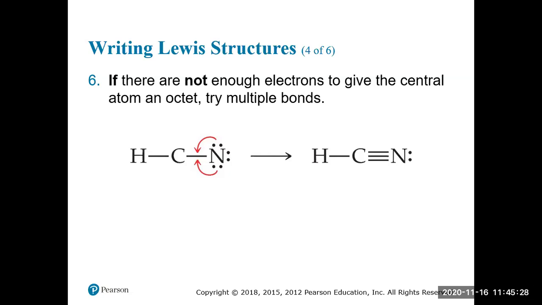So now if we go back and count electrons around these elements, we see carbon has 1 shared pair with hydrogen and 3 shared pairs with nitrogen, for a total of 8 shared electrons. The nitrogen has 3 pairs shared with carbon and then 1 lone pair. So once again, we have 8 around the nitrogen. So by making this bond between carbon and nitrogen a triple bond rather than a single bond, we now have satisfied the octet rule for both nitrogen and carbon.